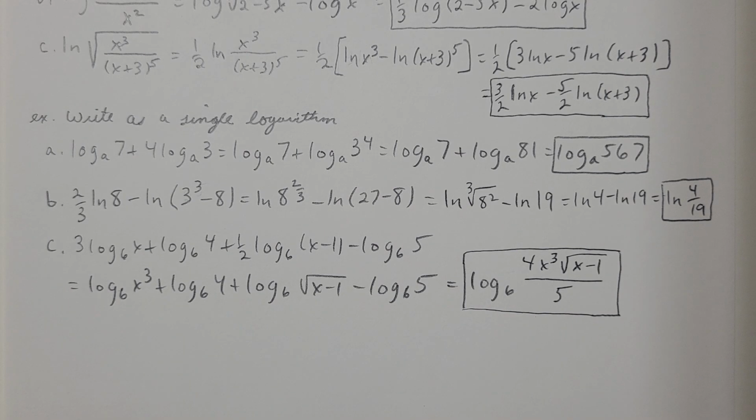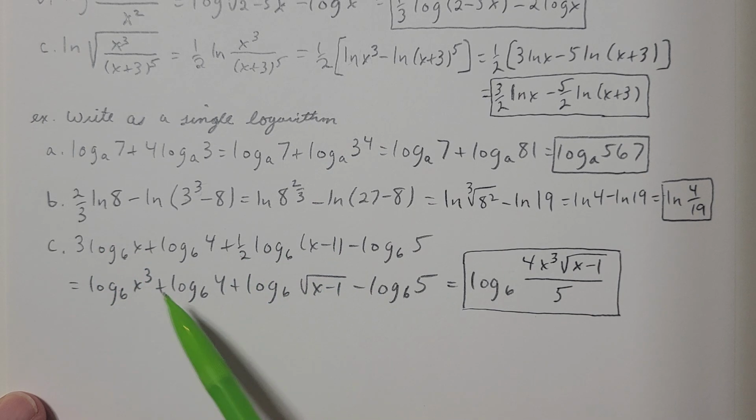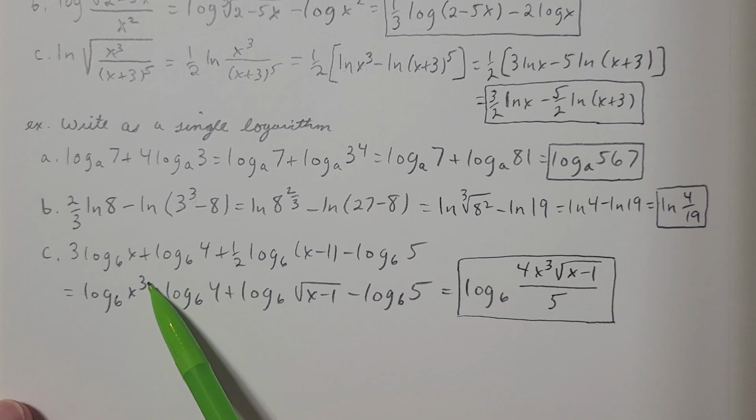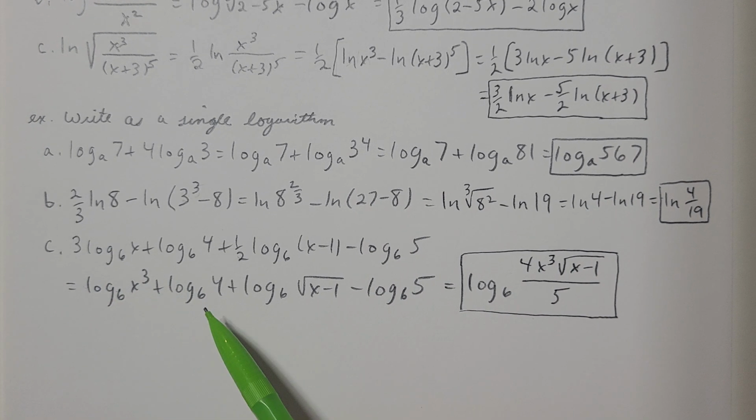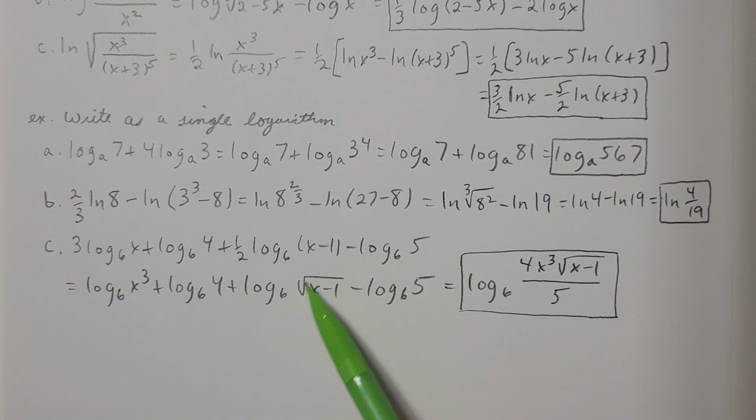Let's take a look at one more here. So what if I had 3 times log base 6 of x plus log base 6 of 4 plus 1/2 times log base 6 of x minus 1 minus log base 6 of 5. Okay, I know that before I do anything with getting a single logarithm, I need to make sure that there's no multipliers in front of these logarithms. So let's take care of the 3 and the 1/2. We'll pull the 3 up, so it's a power of the inner part there. And then we'll pull the 1/2 up, so that's a power of the inner part.